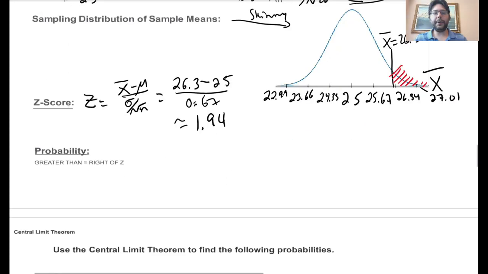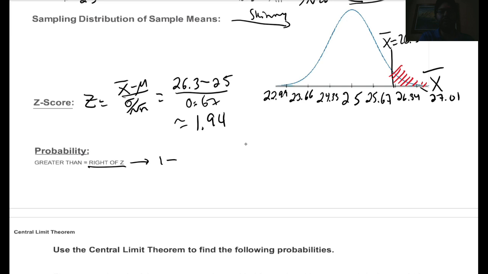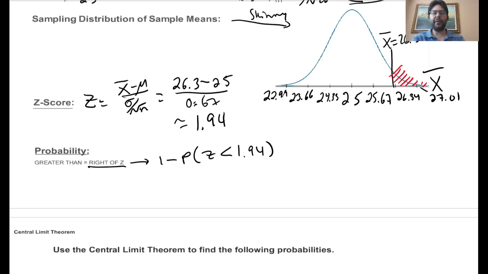All right, so once we get that z-score, remember greater than means to the right of z, and to the right of z means we need to do 1 minus. So we're going to do 1 minus the probability that z is less than 1.94. We're going to look at 1.94 on the z chart, the normal distribution chart, and then we'll do 1 minus that value.